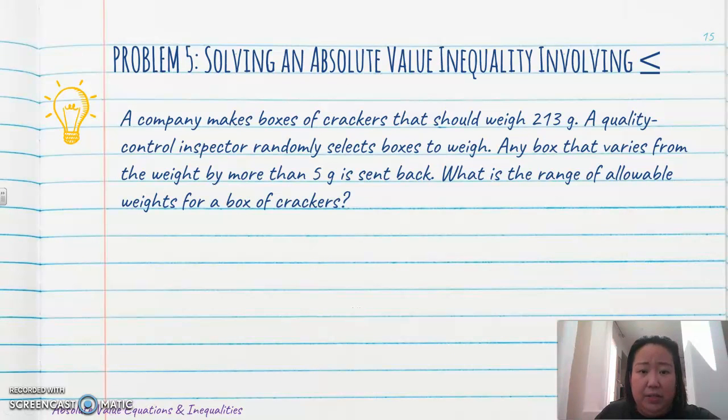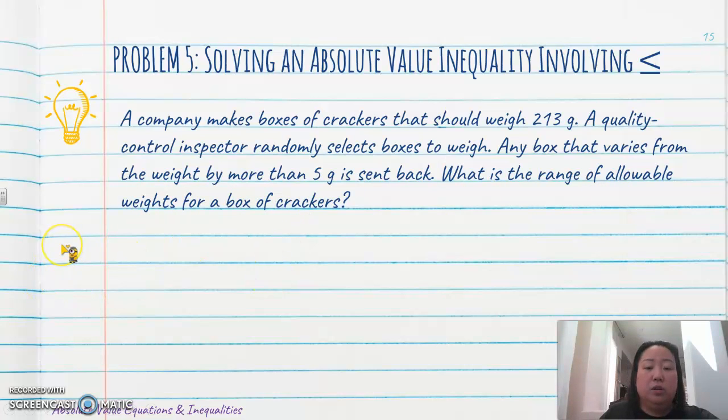So let's have an example. This next problem here: A company makes boxes of crackers that should weigh 213 grams. A quality control inspector randomly selects boxes to weigh. Any box that varies from the weight by more than 5 grams is sent back. What is the range of allowable weights for a box of crackers?